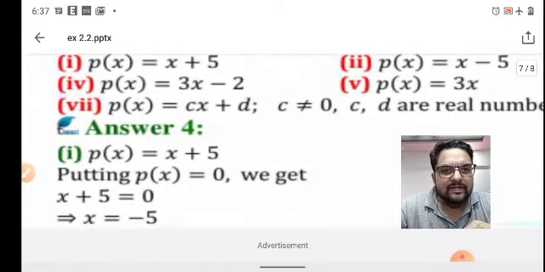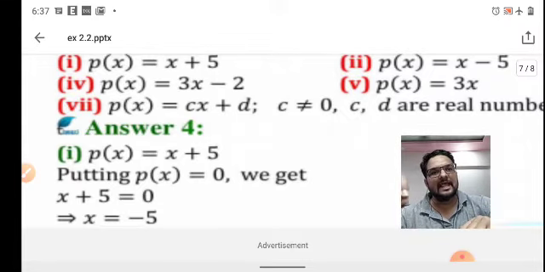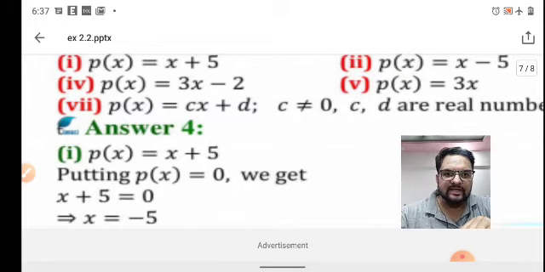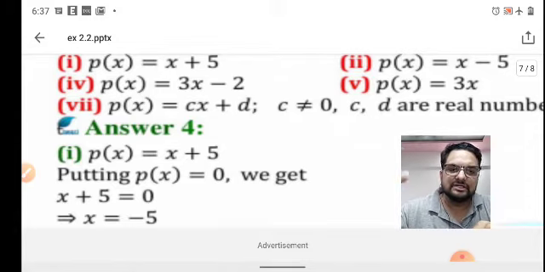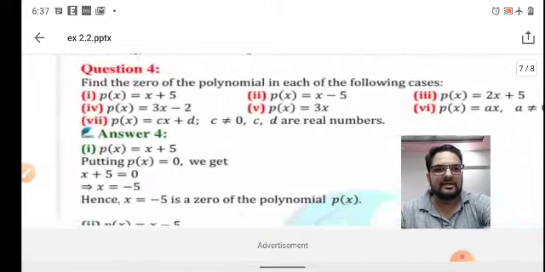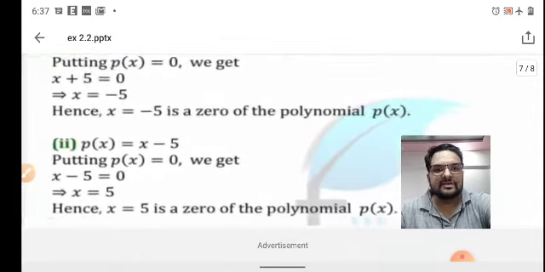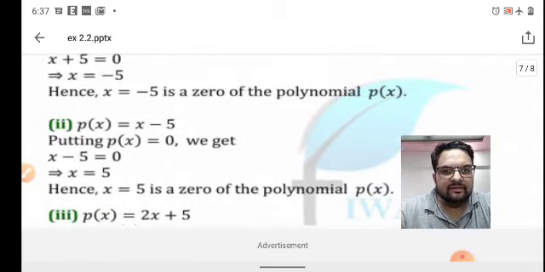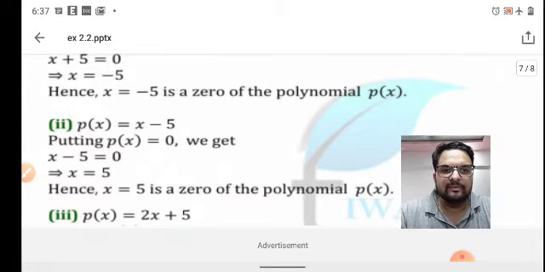p of x equals x plus 5. Since we need to find the zero of this polynomial, we equate x plus 5 to 0. On doing so, we bring the plus 5 to the other side and it becomes minus 5. Therefore, x equals minus 5 is the zero of the given polynomial. Let's see one more example. p of x equals x minus 5. Again, if we equate x minus 5 to 0 and bring minus 5 to the other side, it becomes plus 5. Hence, x equals 5 is the zero of the polynomial p of x.